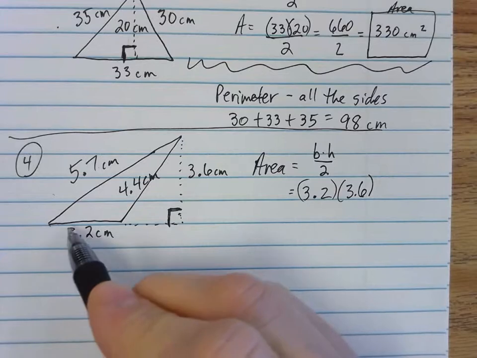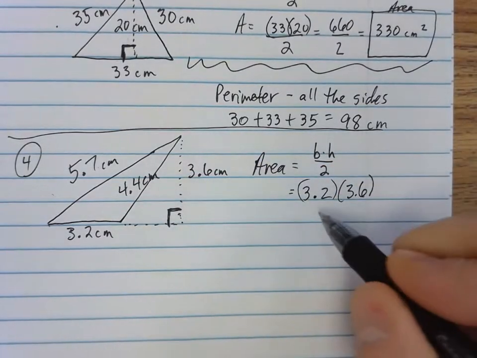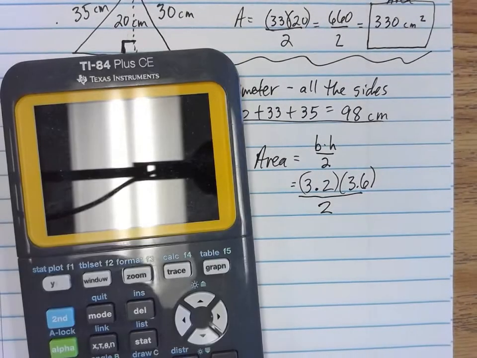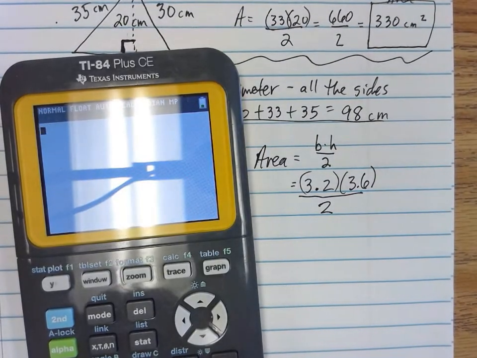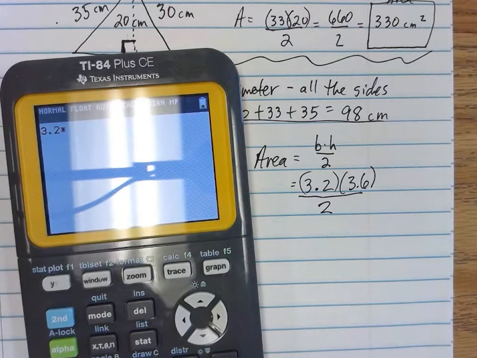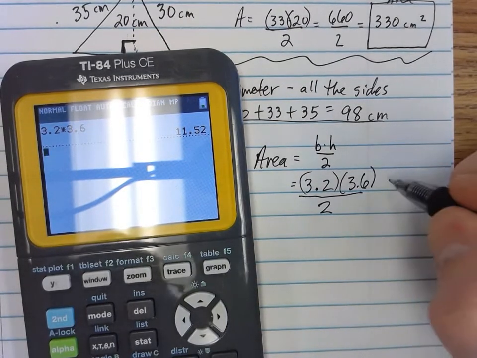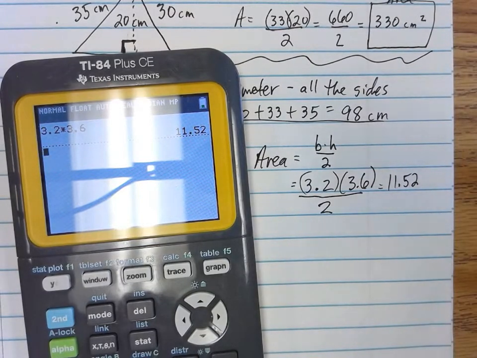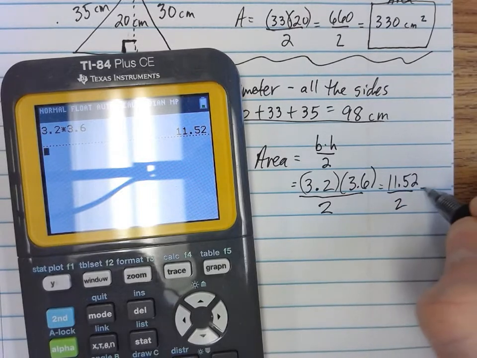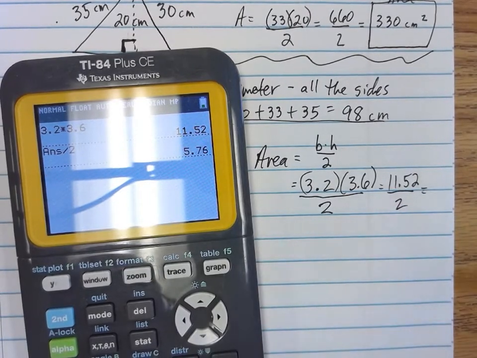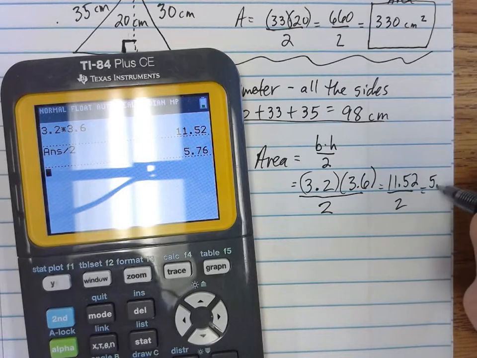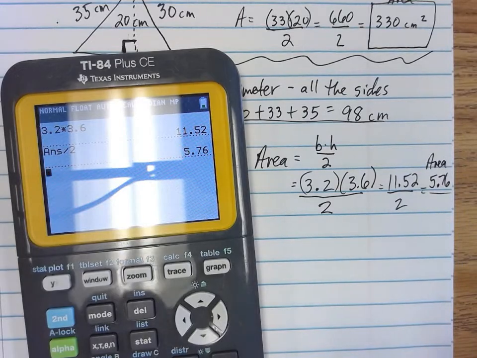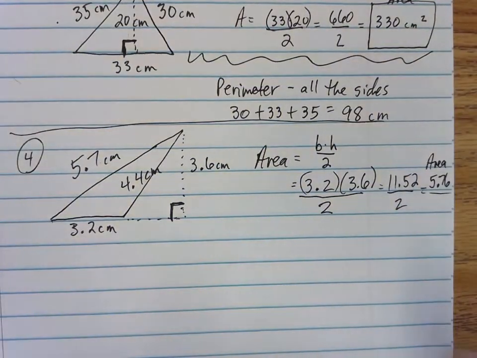So I have to do 3.2, which is the base, times the 3.6, which is the height, and then divide it by 2, or take half of it, whichever way you want to think about it. Let's come back to our trusty calculator and do 3.2 times 3.6, which will give me 11.52. If it was a rectangle or parallelogram, we'd stop there, but this is a triangle, so we have to take half of it. We divide it by 2, and that gives us 5.76. So that is the area, 5.76. Got that?